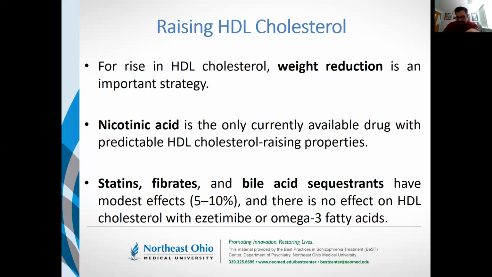Ezetimibe, that's generic for Zetia. Zetia used to be more popular, I would say about 5 to 10 years ago, usually given with a statin to help boost the effect of the statin.